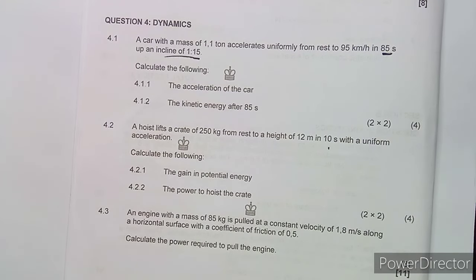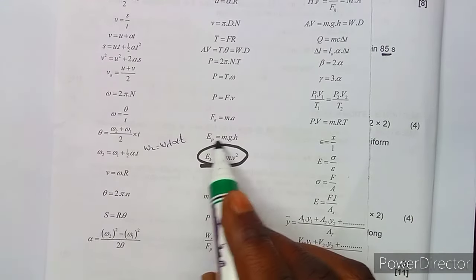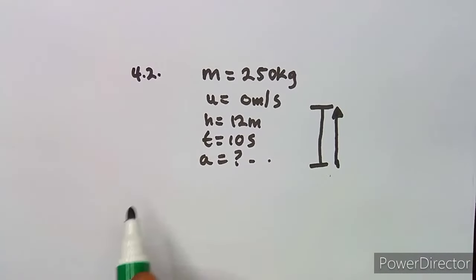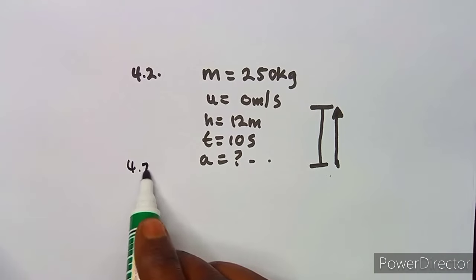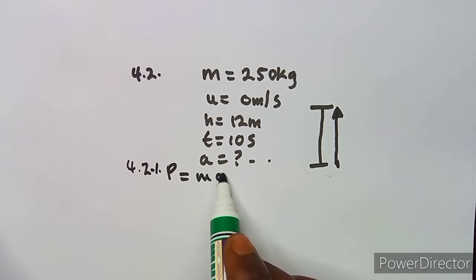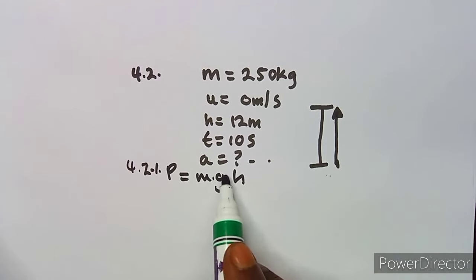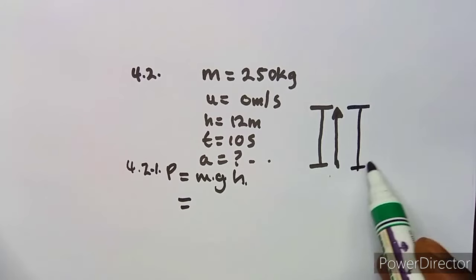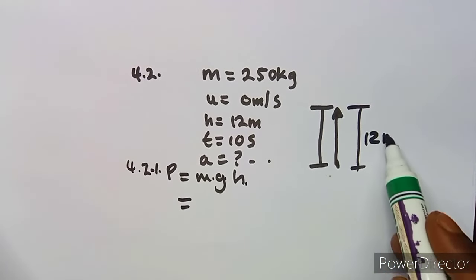Okay, so just like what I showed you from the formula sheet, these formulas you'll be given, guys. This is the gain in potential energy, which is mgh. So the gain in potential energy, which is 4.21, is going to be mgh. That is mass times the gravitational acceleration times the height. This one is the height which you are given, 12 meters.